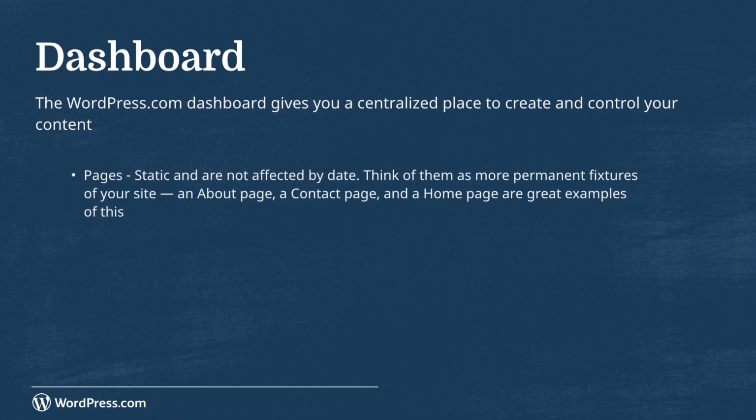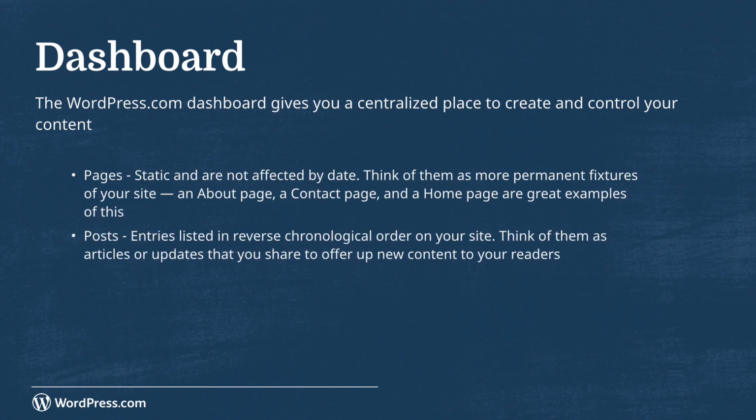The WordPress.com dashboard is a centralized place to create and control your content. The two main types of content on any site will be pages and posts. Pages are more permanent fixtures of your site and aren't affected by date. An About page and a Contact page are great examples of this. These are pages that we'd create once and then only update if the information would need to be altered. Posts, on the other hand, will display in the order that they're added to the site and can be grouped together into categories, which we'll talk about coming up.